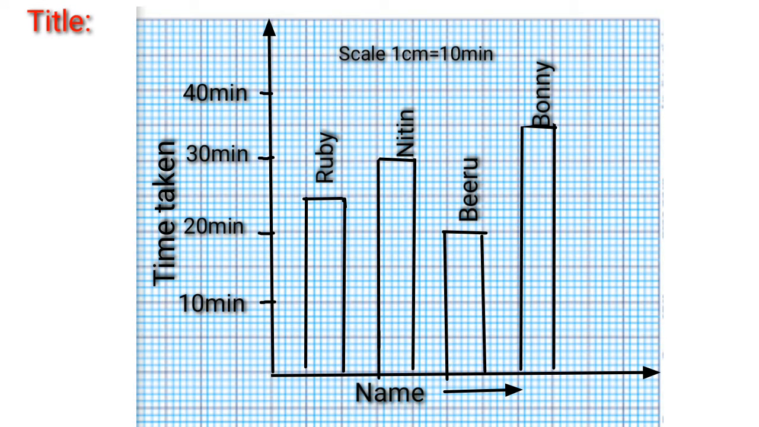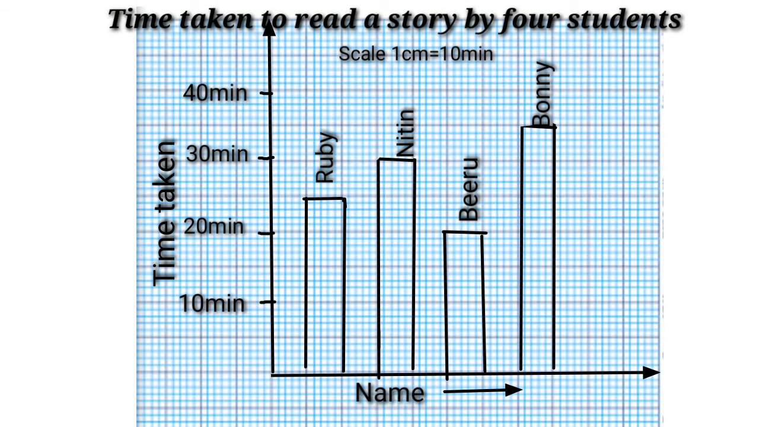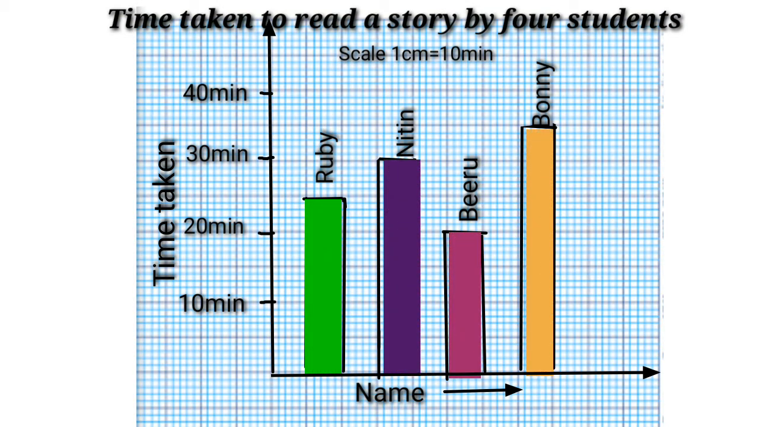Time taken to read a story by four students. Children, you can make it more attractive by filling in colors. From here, it is very clear. Ruby takes 25 minutes to complete the story. Nitin 30 minutes. Biru 20 minutes. And Boni takes 35 minutes to complete the story. Clear?